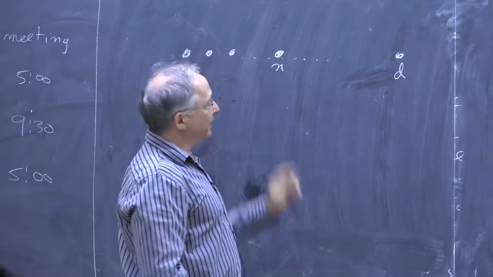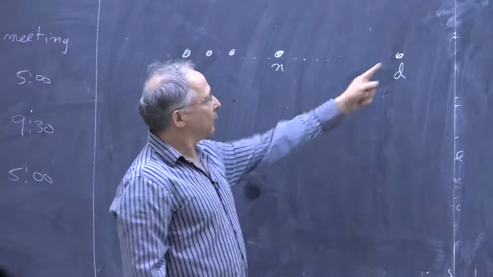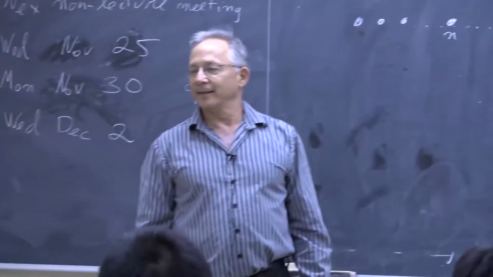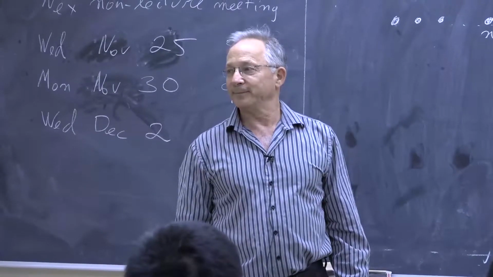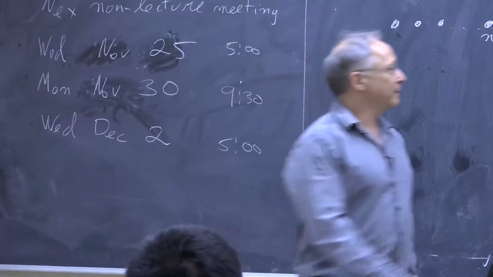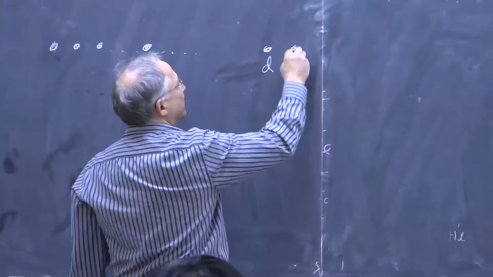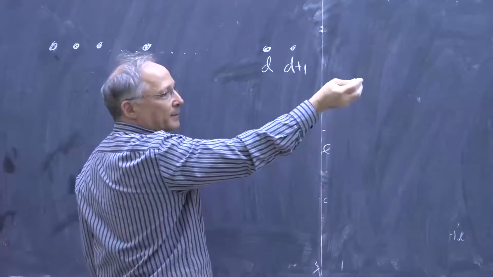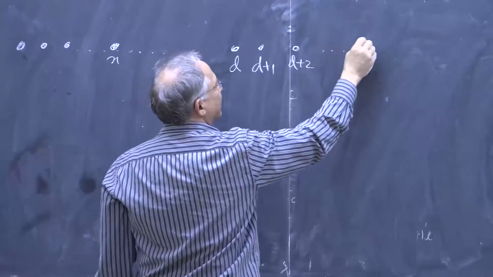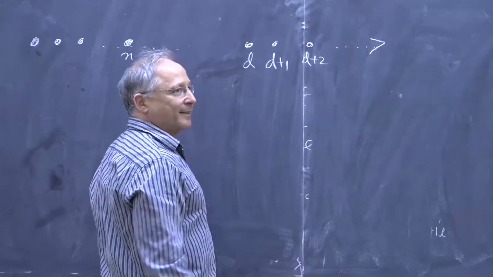Okay? But that's not enough. Is there only one such element? Why are there infinitely many? Because there's no maximum element. You could always take the successor of D. Then there is D plus 1, because every number has a successor. And there is D plus 2. So it goes like this.